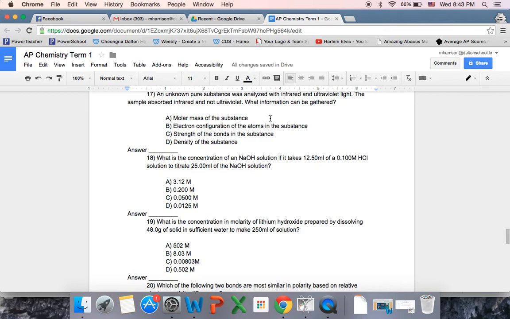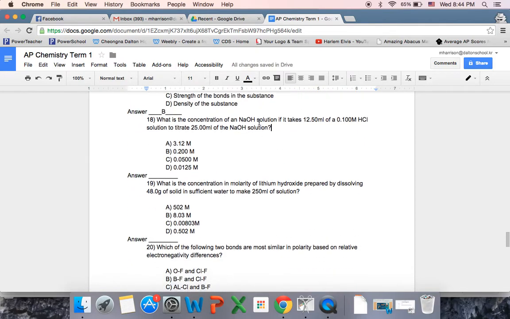The molar mass of the substance, we can't determine this by just the spectrum. The way we were able to do it in the first couple of experiments was that we actually had standards to evaluate it against. The strength of the bonds in the substance, we're not making or breaking bonds in this situation, so this doesn't come into it. And the density of the substance is purely its weight divided by its volume. So this doesn't help us at all. So the correct answer here is B.